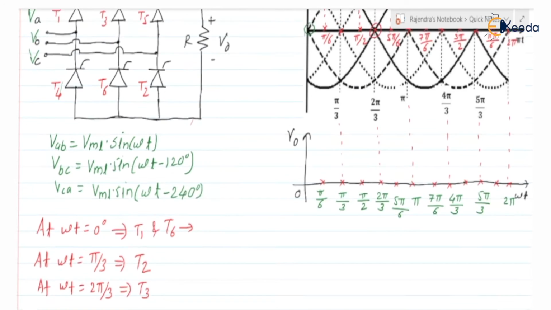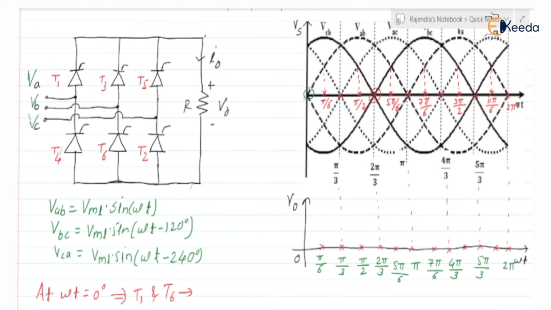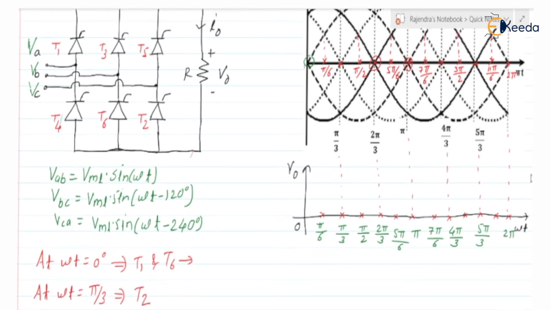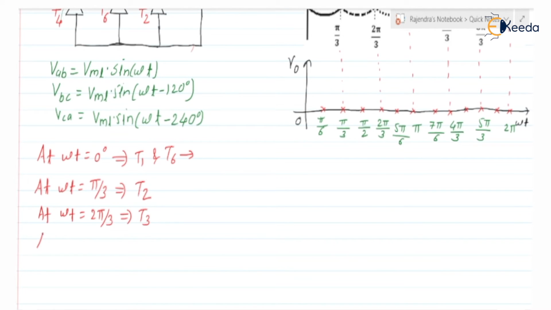Similarly, by keeping the same logic, after omega t is equal to pi, VBA is switching into the positive values. Be careful, VBA: current should flow from VB towards VA. So thyristor T3 as well as thyristor T4 should be in the on state in order to get the VBA into the output. So here at omega t is equal to pi, T3 and T4 should be in the on state, meaning T3 is already in the on state, so we need to apply the gate signal to thyristor T4.